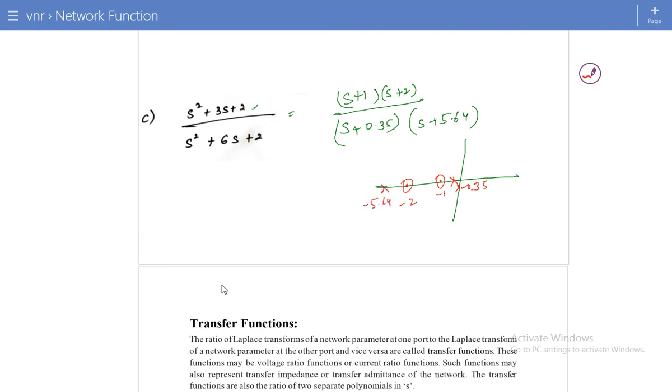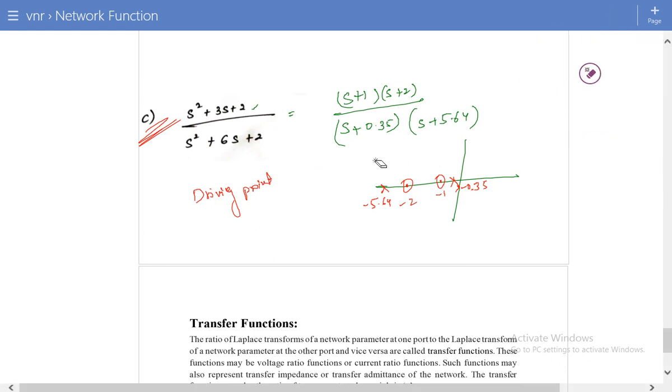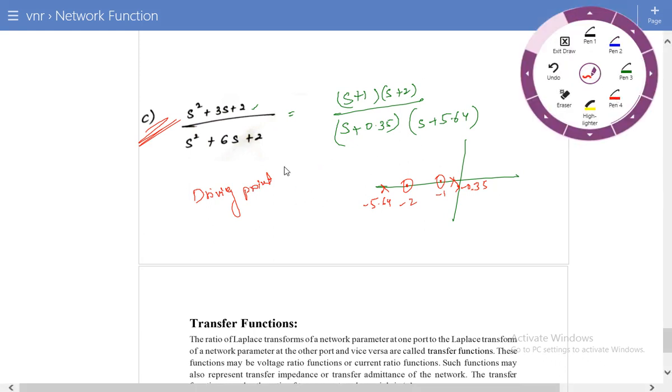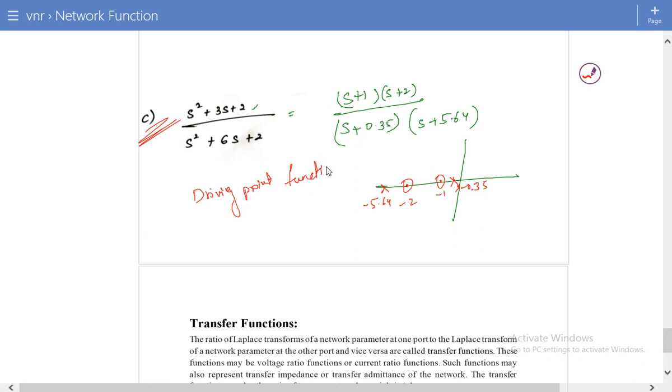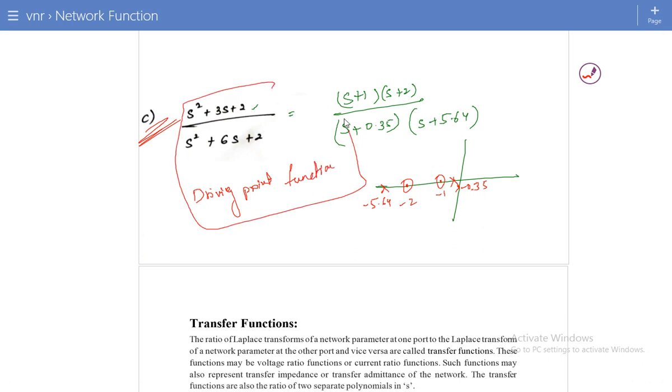See, all the poles are lying on the left half of the s plane. There were no repeated poles on the jω axis. There were no missing terms. You can say that the third function is a proper driving point impedance or admittance function, okay, it is a proper driving point function. So a proper driving point function has to satisfy these 6 conditions.